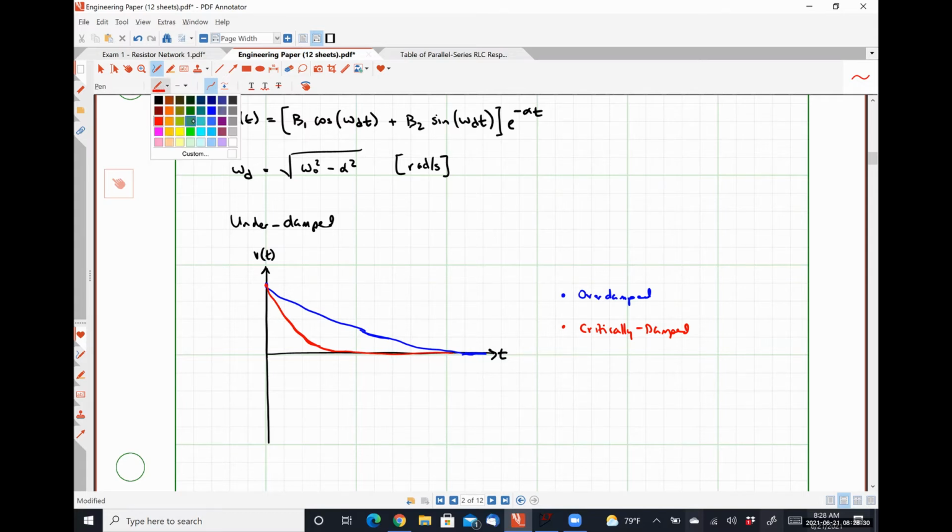Green will be for underdamped. Start with the same initial condition. And we're going to overshoot and oscillate several times before we finally settle to our final value for the system.